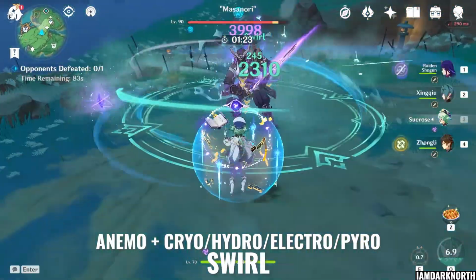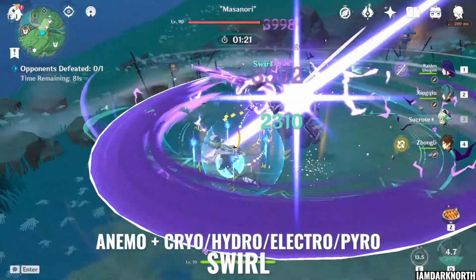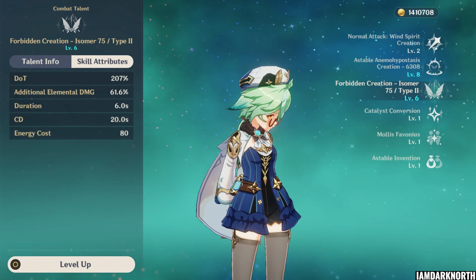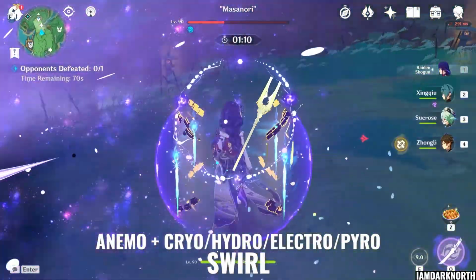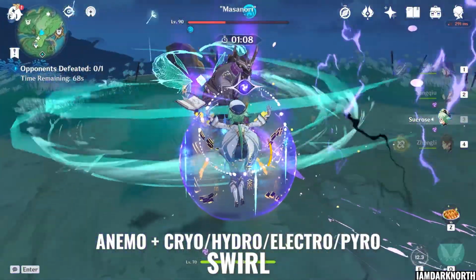Swirl is caused when Anemo reacts with Pyro, Hydro, Cryo, and Electro, causing AoE damage of the element swirled and also reapplying said element again to the enemy. Swirl damage is not the elemental absorption damage we see in an Anemo character's talent. It's different and happens on top of the Anemo and elemental absorption damage when they react together. It also does not react with Geo.